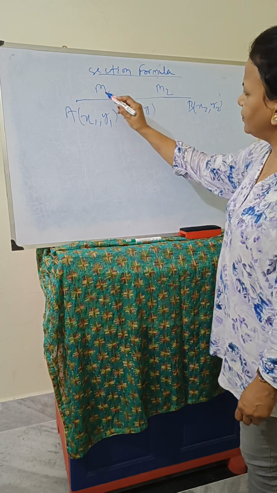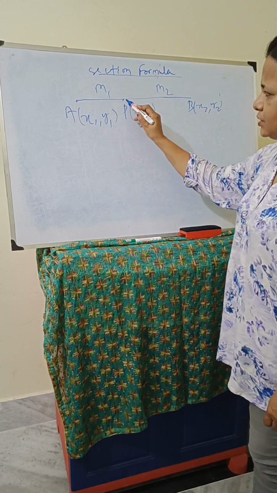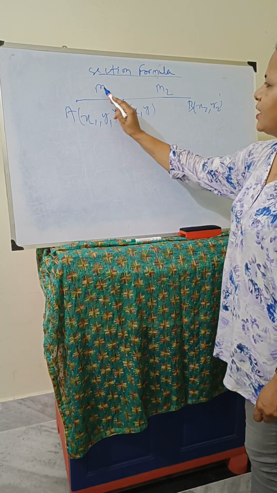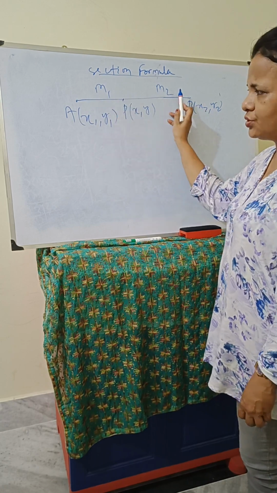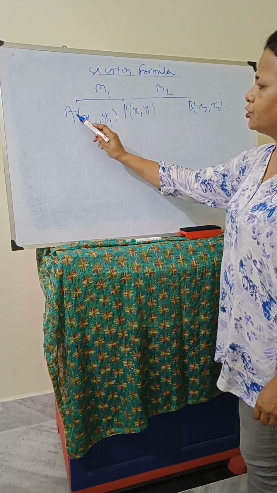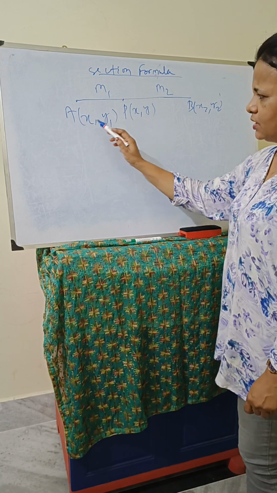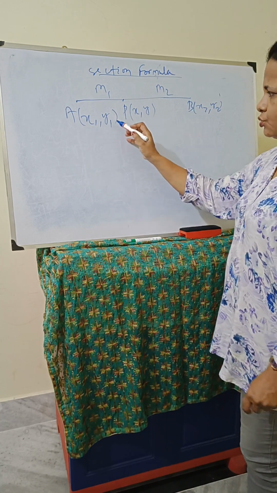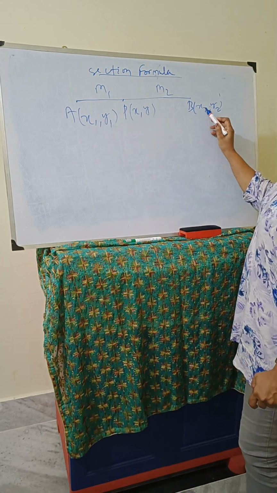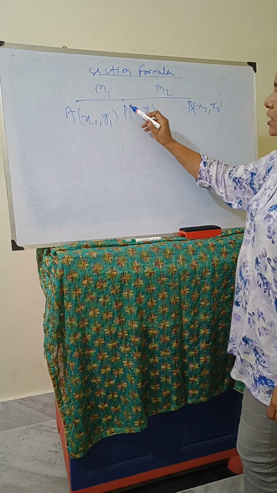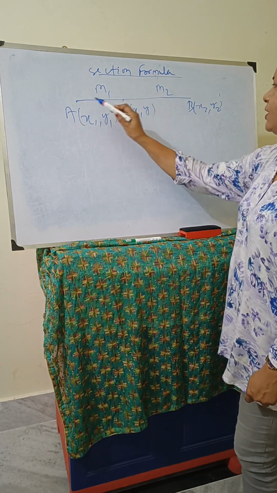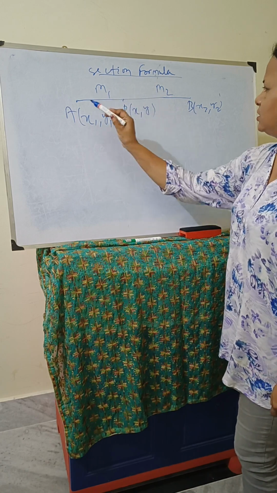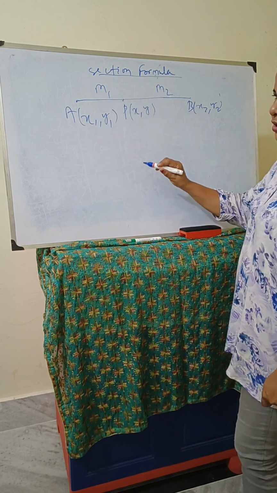So how can we find out the coordinates of the point which divides a given line segment in the ratio m1 is to m2? Suppose the first point has x1 and y1 as its coordinates, and the other point has x2 and y2 as its coordinates. How to find out the coordinates of the point that divides the line segment joining these 2 points in the ratio m1 is to m2?